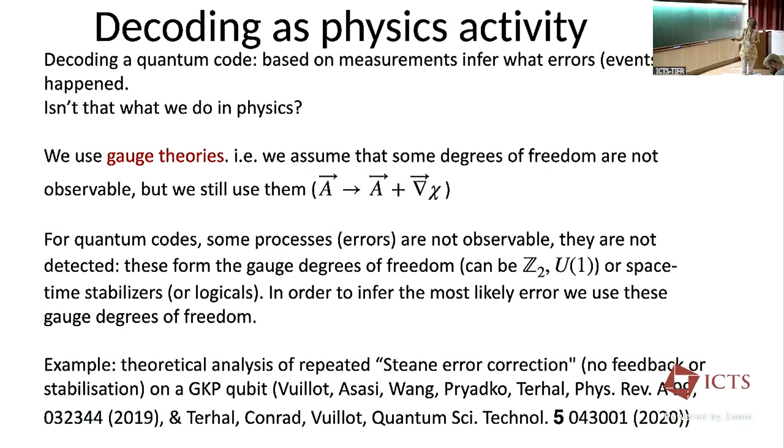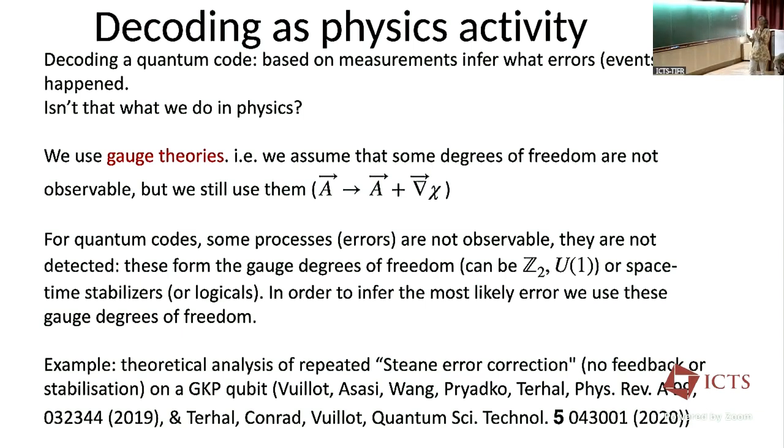And so for these degrees of freedom, you can say, well, if a Pauli error happens or not, that is a Z2 degree of freedom, right? It either happens or not, it's 0, 1. But sometimes it can be a U1 degree of freedom because it's a phase shift that happens or not, and the strength of the phase shift is also variable, given by some phase, so it's a U1 degree of freedom. And the latter we see more in codes like a GKP qubit, which uses continuous variable information. So often, in order to infer the most likely error, we also use these degrees of freedom, because these are all processes that we don't observe, but they do occur with some probability, so we have to sum over all of them.